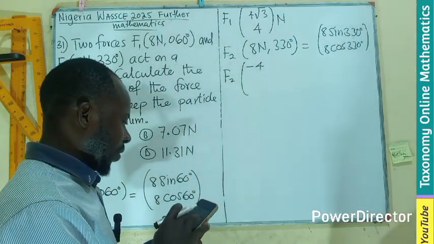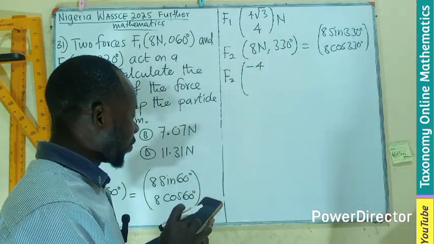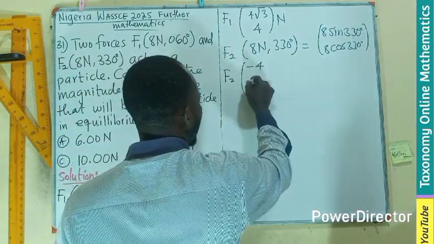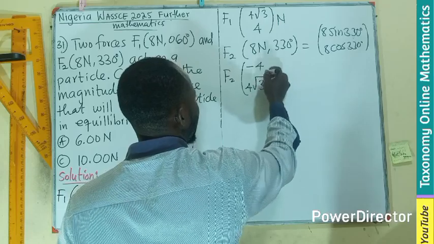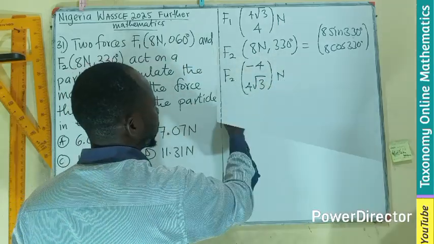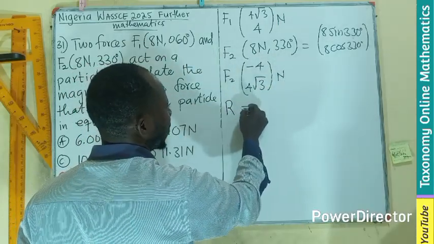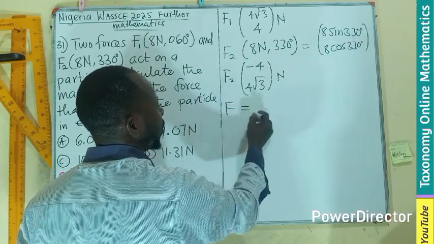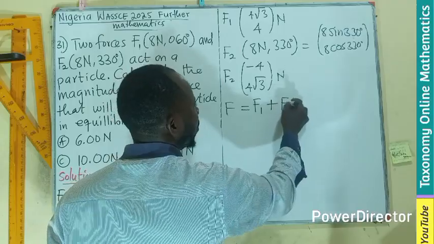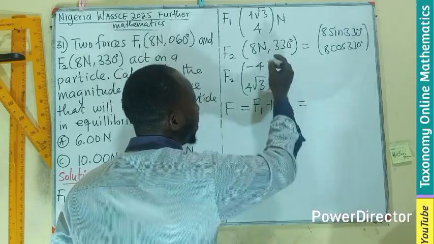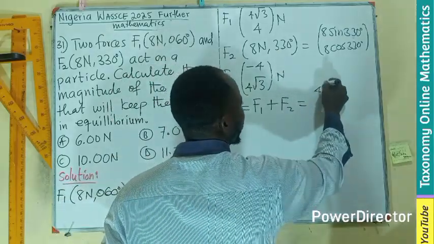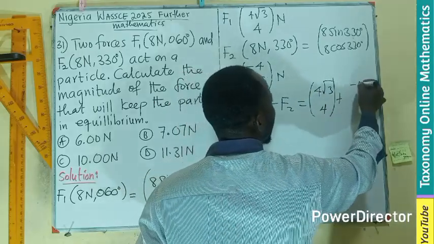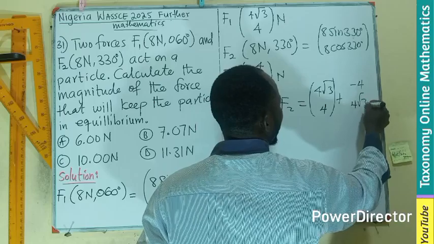Then 8 cos 330 will also give you 4 root 3 Newton. So we are going to have our R, let me just use the force equals force 1 plus force 2. Let me indicate here 4 root 3, 4 plus negative 4, 4 root 3.